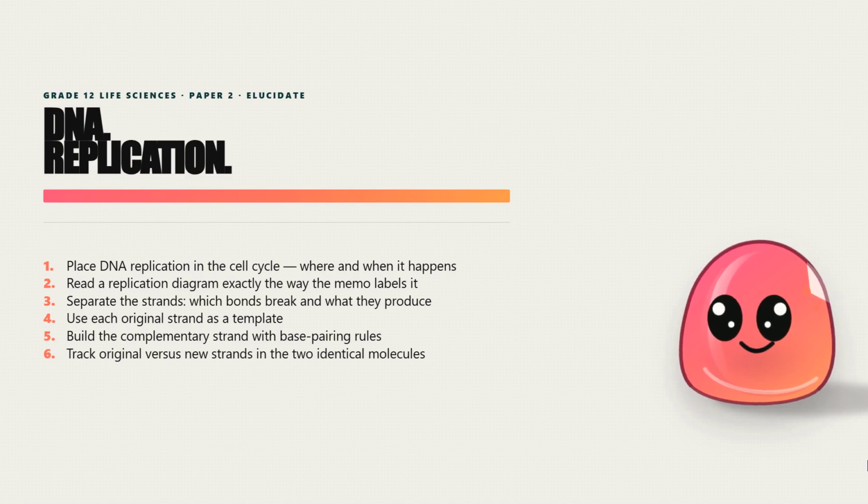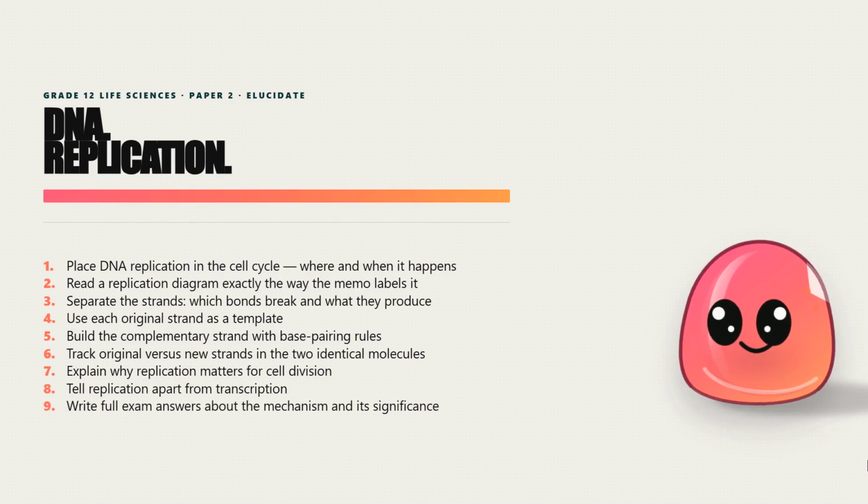Start with the question the exam always builds on: a cell is about to divide. Both new cells need the same genetic information. So where does the copying happen?